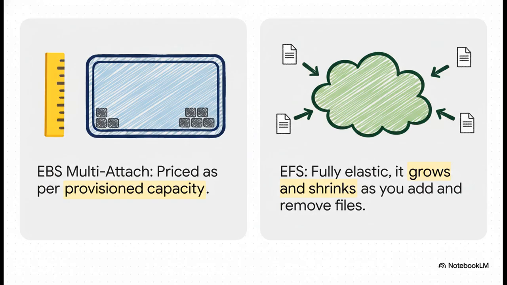You have to decide your storage size and your performance, your IOPS, right up front. You provision it. EFS, it's completely elastic. You just throw files at it and it grows. You delete files and it shrinks. You only ever pay for exactly what you're using. No guesswork, no capacity planning.